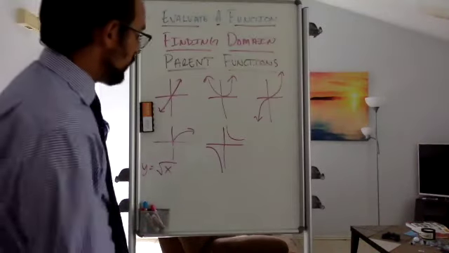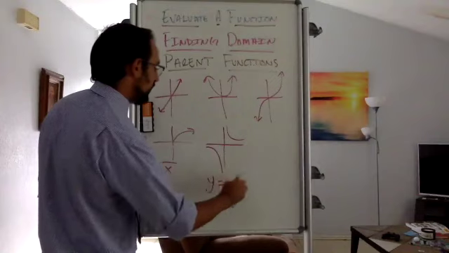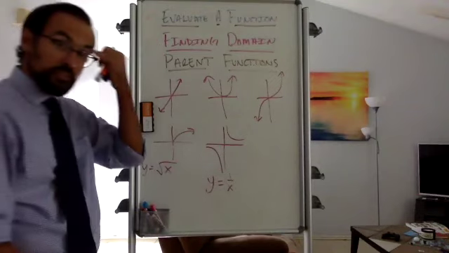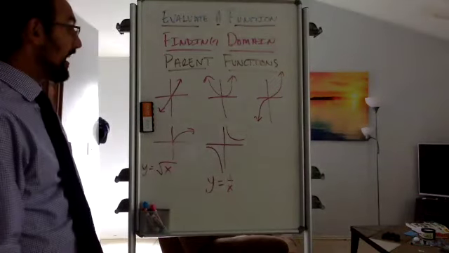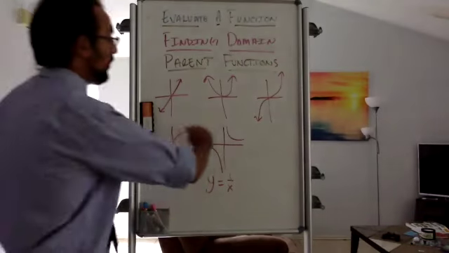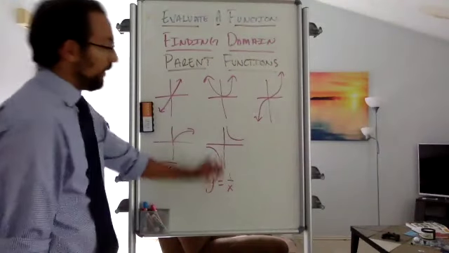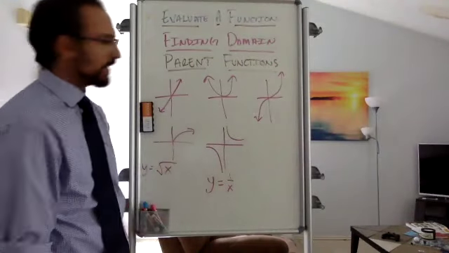Another parent function that you want to keep your eye on is this guy right here, y equals 1 over x, the parent rational function. We'll be dealing with this a lot. This is where you get your vertical and horizontal asymptotes. So when you see something like that, you probably have a fraction polynomial.